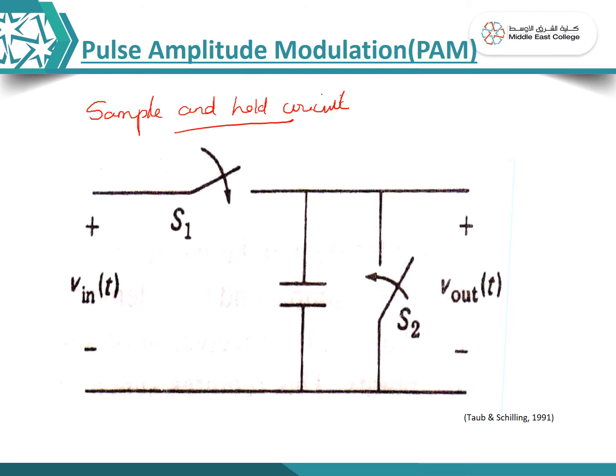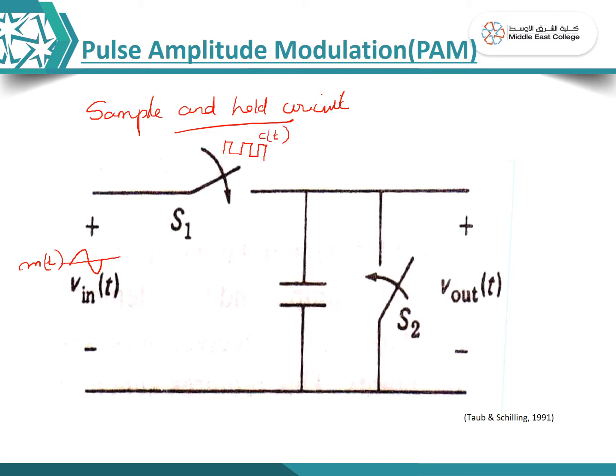So this is the sample and hold circuit. Here the input signal will be the sinusoidal signal, or we can say the message signal m(t), that we will apply here. Then you have two switches, S1 and S2, and a capacitor. The switch S1 is controlled by your carrier pulse. So you have a carrier pulse over here. This switch is controlled by your carrier pulse c(t). The carrier is represented by c(t).